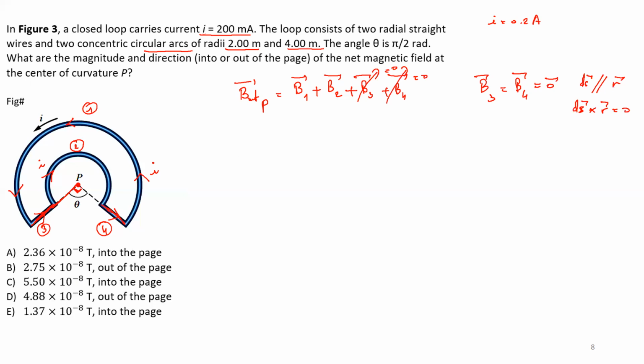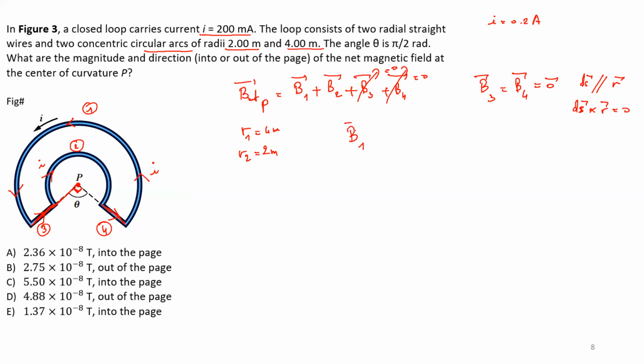Great. Now this one here has a radius r1. The big one has a radius r1. So r1 is equal to 4 meters. And r2 is the small arc, basically 2 meters. Now, let's look at the direction. Let's look at the direction of B1.